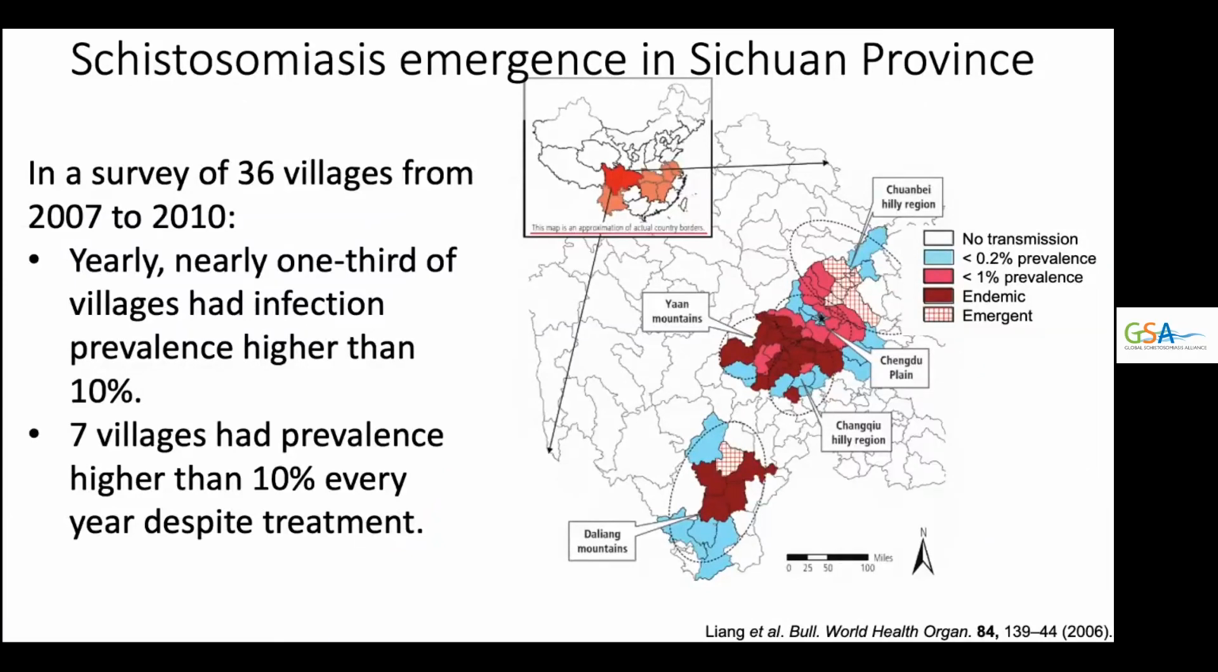Despite this progress, schistosomiasis transmission hotspots remain in regions of China. In a recent survey that our collaborators conducted in 36 villages in Sichuan province from 2007 to 2010, nearly one-third of villages had infection prevalence higher than 10%, 7 of which had infection prevalence higher than 10% each year of the survey, despite intervening treatments. The figure on this slide predates that survey, but further illustrates that schistosomiasis is endemic or emerging in many regions of Sichuan province, and the reasons for these persistent infections are not well understood.